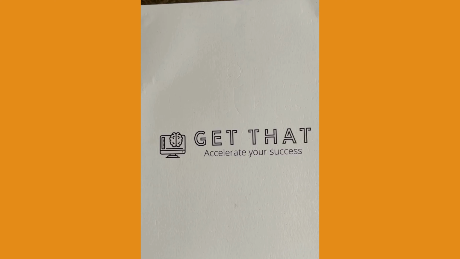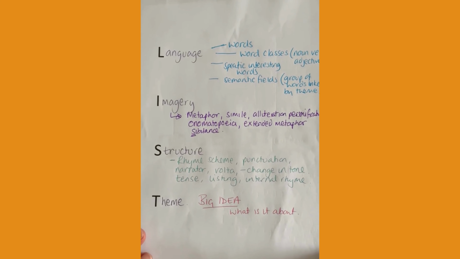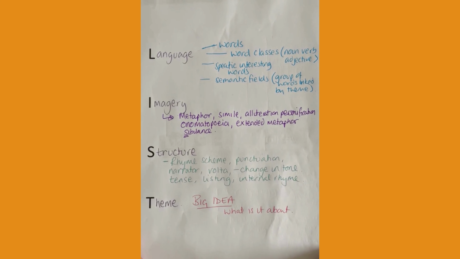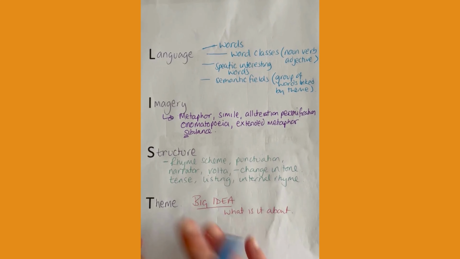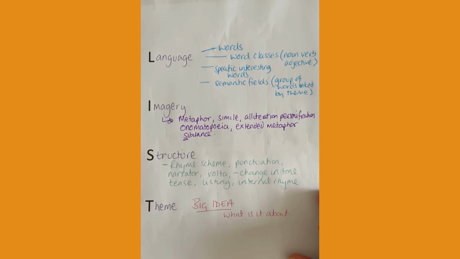So I just want to recap what we looked at before. When we were looking at the unseen poetry, we looked at this idea of list and the fact that you could unpick a poem focusing on language, imagery, structure and theme, and that you could then use that to structure your essay. That is essentially what we're going to be doing again today, but understanding that with the anthology poem, you are also going to need to include context in that.